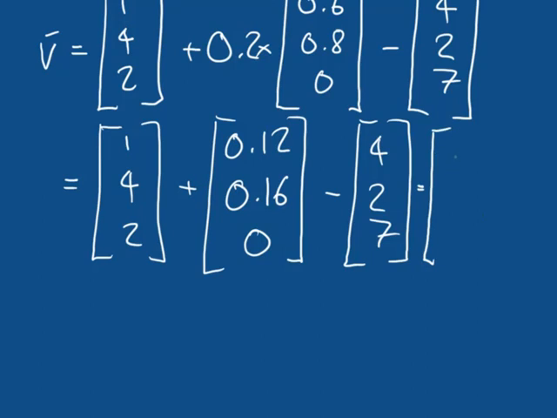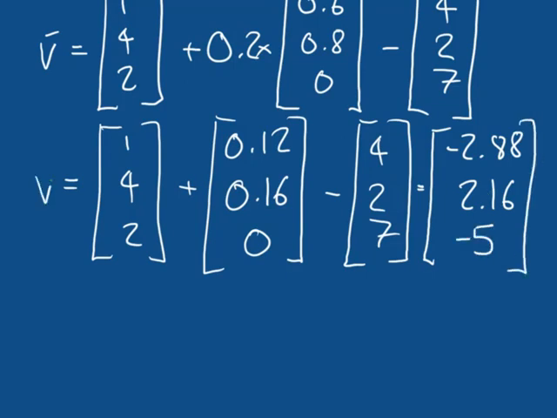So we've got 1 plus 0.12, so 1.12, minus 4 is minus 2.88. We've got 4 plus 0.16, so that's 4.16, minus 2 is 2.16, and then we've got 2 minus 7, so that is minus 5. So this is our vector V. It's equal to the vector minus 2.88, 2.16, and minus 5. So we're very close to having that perpendicular distance.